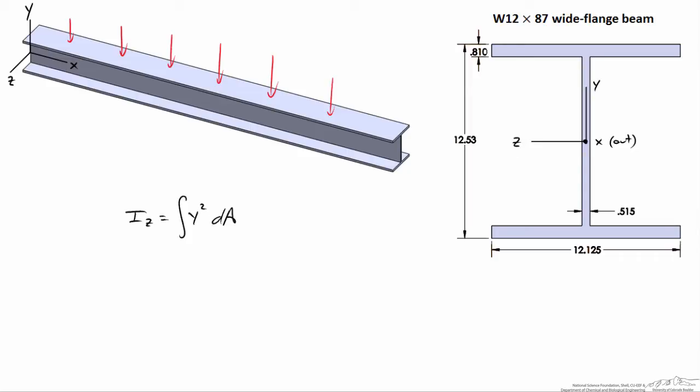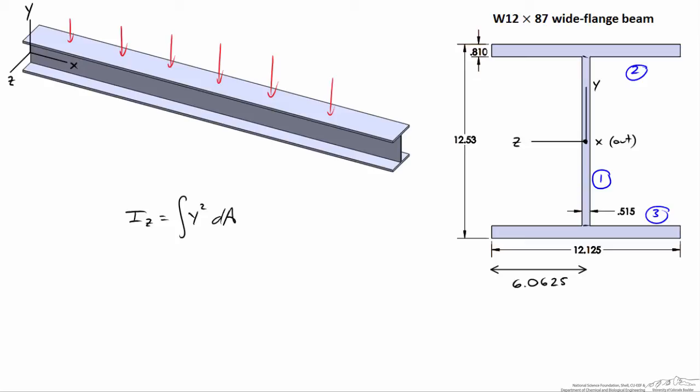To evaluate this integral, let's break the cross-section into three parts. The first will be the web, the vertical component. It's a rectangle. I'll use lines here to delineate the rectangle. The second part is the upper flange, part 2, and the third part is the lower flange, part 3. There's a few other dimensions that we need to make the integration a little bit easier. The first one here is 6.0625, simply 12.125 inches divided by 2.